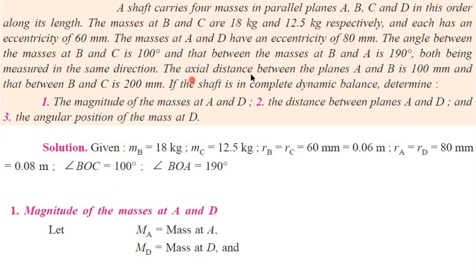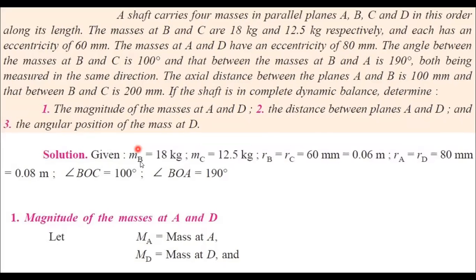The axial distance between the planes A and B is 100 mm. So the distance between A and B is 100 mm and between B and C is 200 mm. If the shaft is in complete dynamic balance, determine the magnitude of mass A and D. So MA and MD we need to determine, the distance between the planes A and D, and the angular position of mass D. So in this sum we need to determine 3 to 4 parameters, and this sum is slightly complicated but it's easy to do. So just listen as I say, step by step.